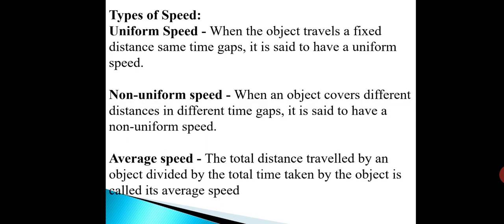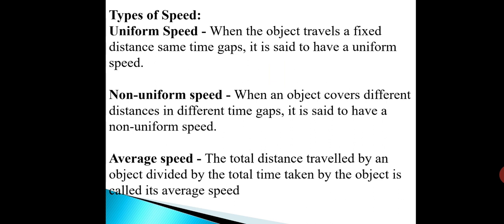Let's move further. Now this was I was talking about the distance. So they have speed also. Naturally an object is moving with some speed. So when the object travels a fixed distance with same time gaps, it is said to have uniform speed. So you have to move to the school with a speed of 60 kilometer per hour. Means in 1 hour you will cover 60 kilometers. So that is uniform speed.